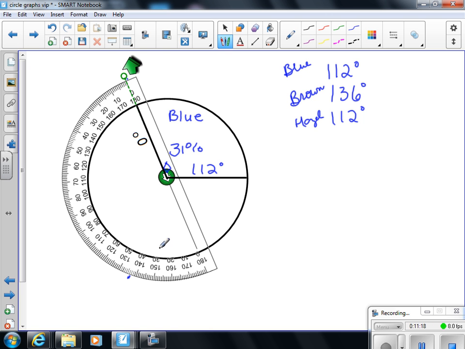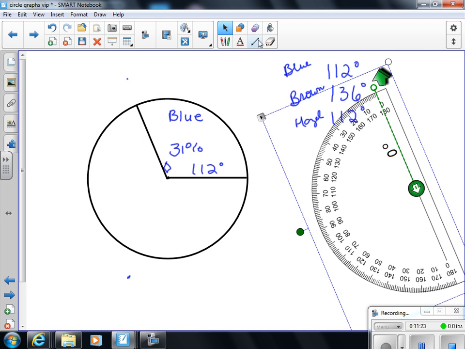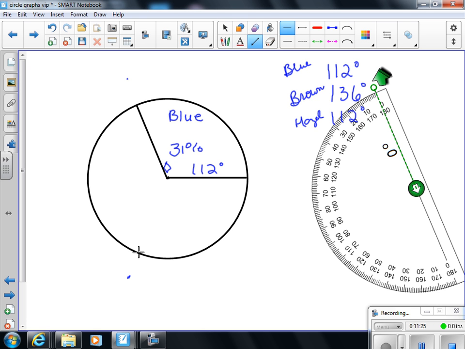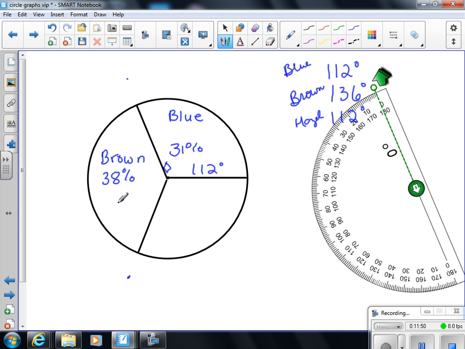Is it going to be a big angle? Yes. Okay, then use your straight edge, and then finally label. So you're going to get brown. How many degrees was it? 38%. I'm sorry, 38% and 136 degrees.